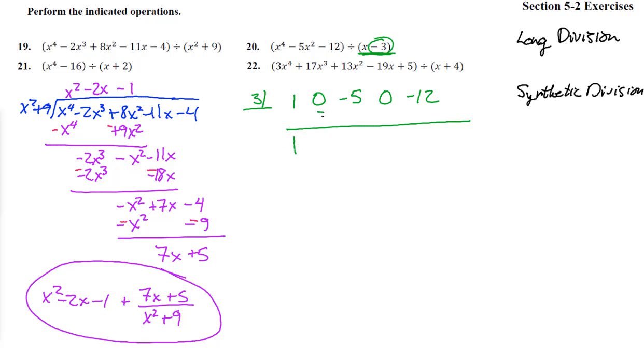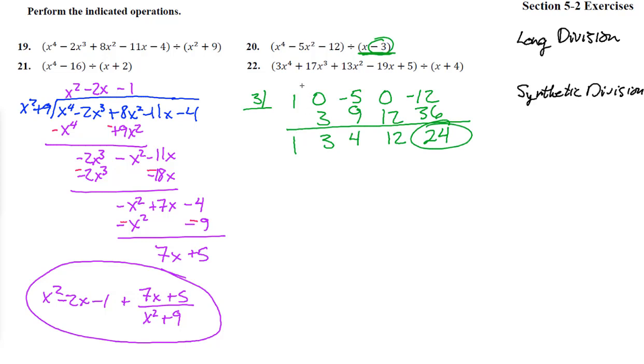3 times 1 is 3. 0 plus 3 is 3. 3 times 3 is 9. Negative 5 plus 9 is 4. 3 times 4 is 12. 0 plus 12 is 12. 3 times 12 is 36. Negative 12 plus 36 is 24, which means we have a remainder here.